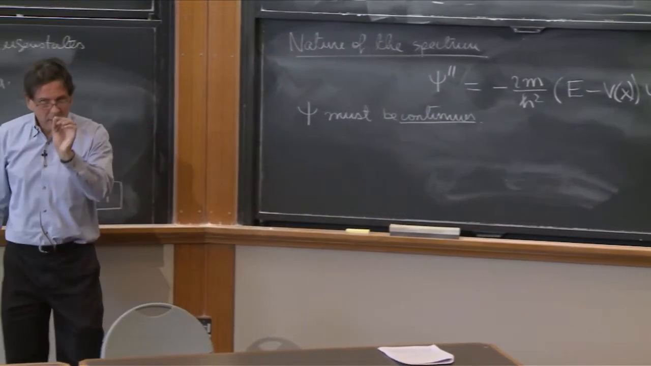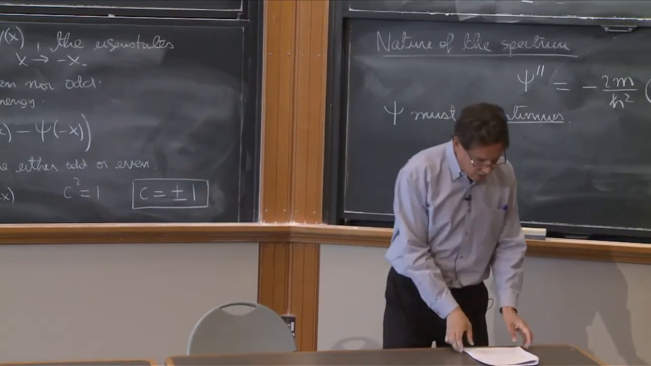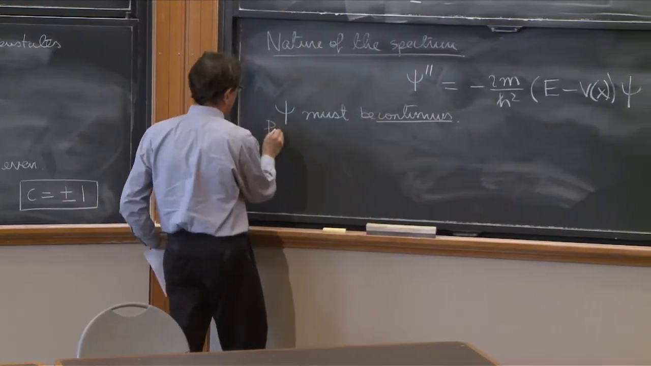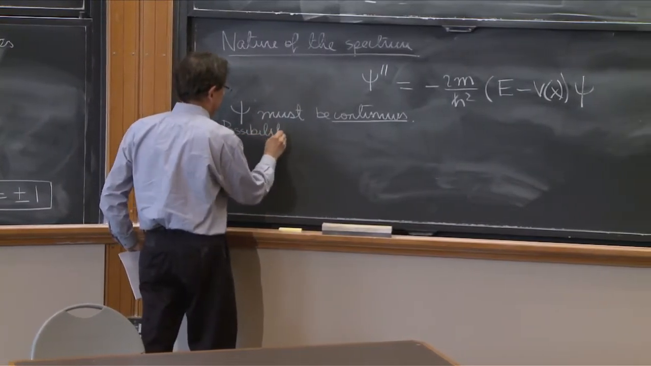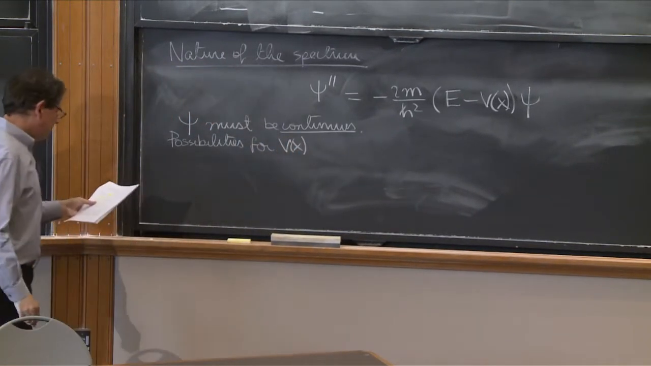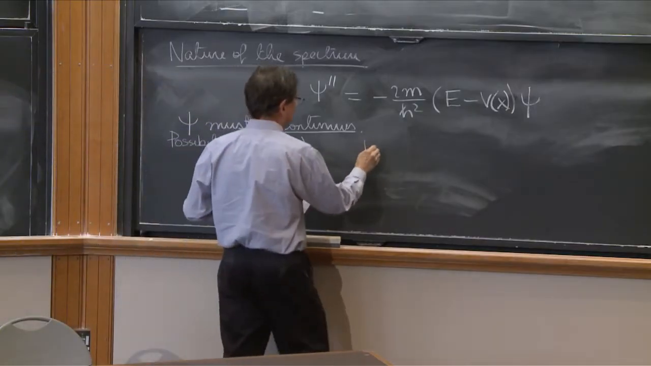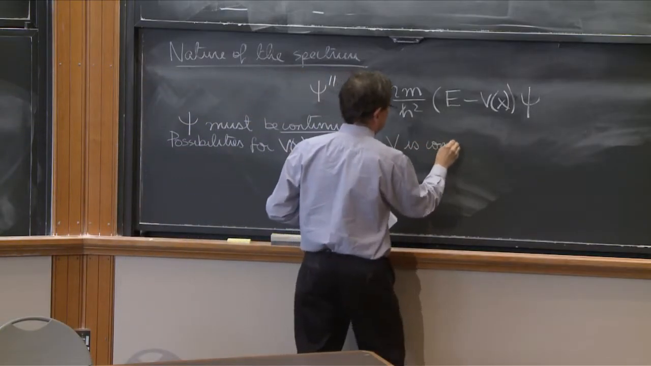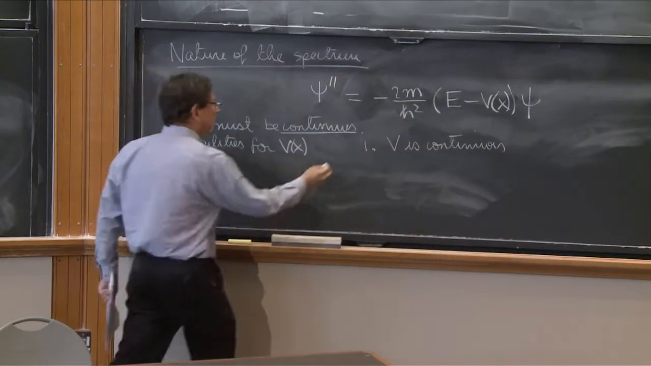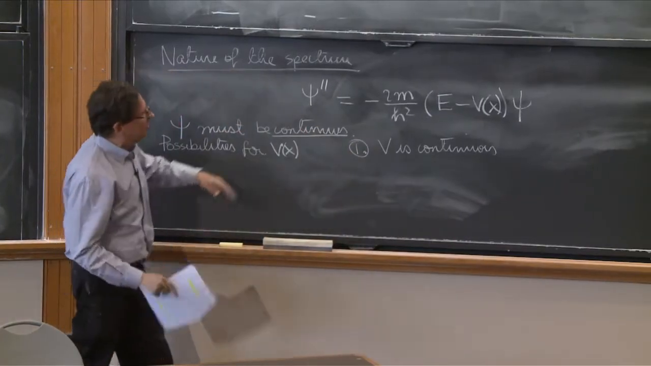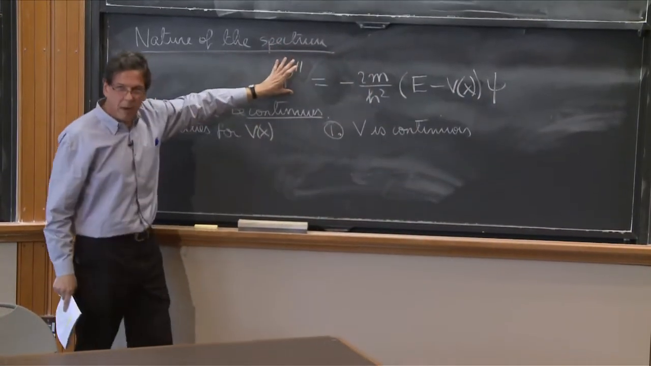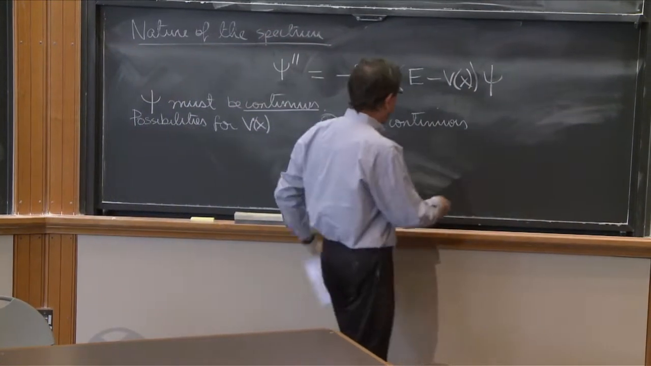Now, if psi is continuous, we will consider several possibilities for V of x. So first possibility, 1, V is continuous. So psi is continuous and V is continuous. If psi is continuous and V is continuous, this product is continuous, psi double prime is continuous, and psi prime is continuous.